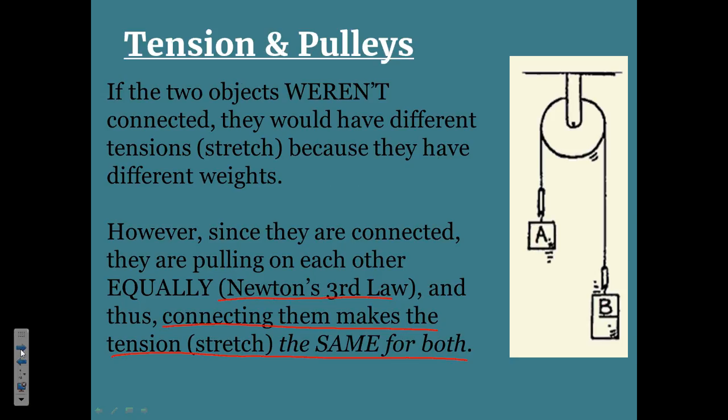What you need to think about is that if the two objects weren't connected, they would have different tensions, or stretch, because they have different weights. The information that you need to write on this is what I have underlined here. Now, since they are connected, they are pulling on each other equally. This is Newton's third law, and thus connecting them makes the tension, or stretch, the same for both. Tension and stretch here are used back and forth.